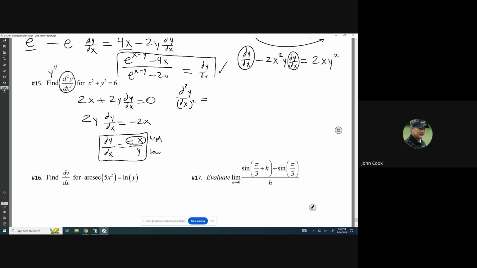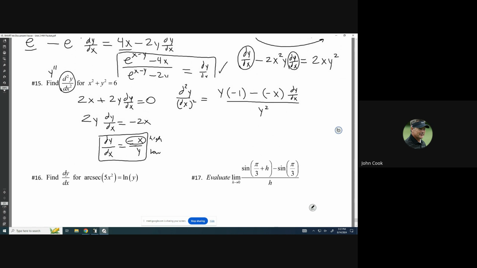Is it on the x? Is it on the y? Is it on both of them? It's only on the x value, and that's it. So low d high: the low function is y, times the derivative of the top function, which is negative 1, minus high d low, so negative x, times the derivative of the bottom function, y, which would just be dy dx, all over the low part squared, so y squared.